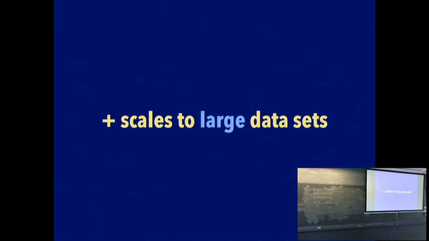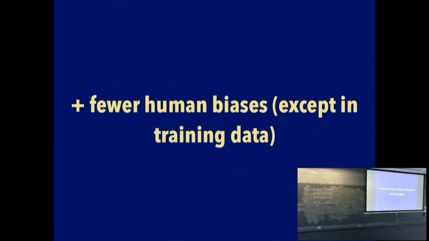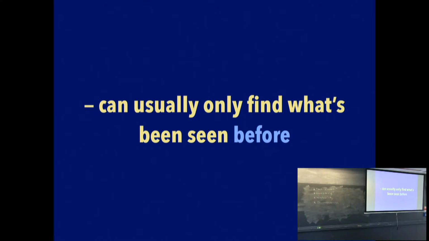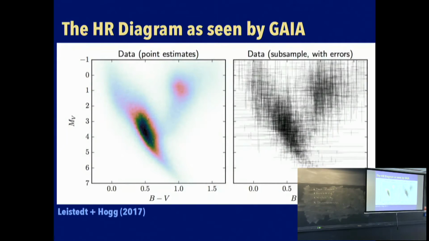Machine learning has the advantage that it scales to large data sets because computers are easier to scale than humans. You have fewer human biases. Well, I can't say no, because especially if you have biased training data sets, you will always get biased results. You can only ever find what's been seen before, especially in supervised learning, where you basically put in some training examples and you try to reproduce those in a larger data set.